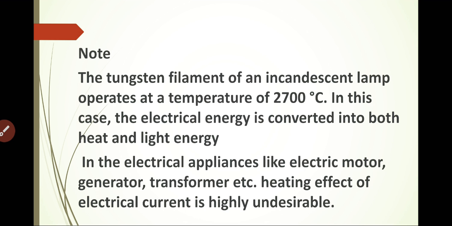The most important notes for these heating effects are as follows. Tungsten, as I told you in our previous slide: the tungsten filament of an incandescent lamp operates at a temperature of 2700 degrees centigrade. In this case, electrical energy is converted into both heat and light energy. And in electrical appliances like electric motors, generators, and transformers, the heating effect of electric current is highly undesirable.